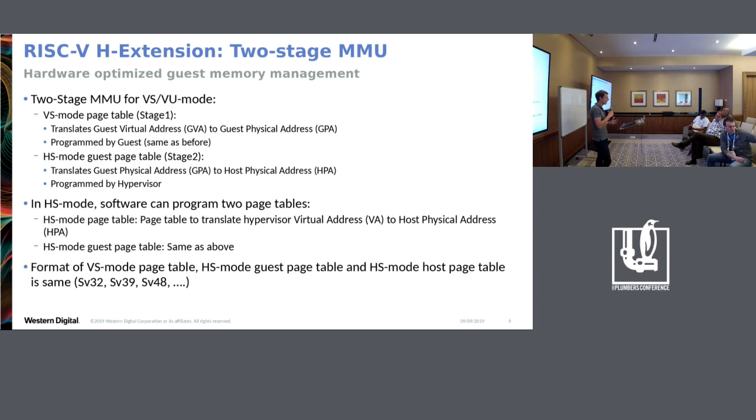Obviously, a two-stage MMU is also in there. There's no IOMMU in the RISC-V hypervisor spec. There was a talk previously about the IOMMU. That's definitely something that needs to be done, but at the moment, this talk isn't talking about it. So it's a pretty standard two-stage MMU. It more or less just runs the same MMU again. There's not a lot of difference between the two stages. I won't go into too much detail there. It's all pretty sane. It makes sense.